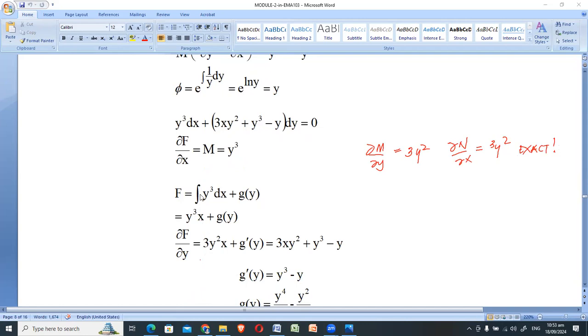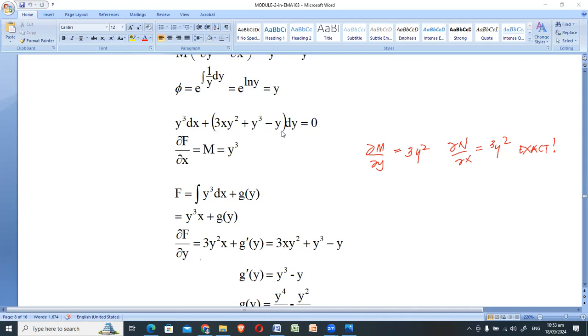So we still have m as the partial derivative of f with respect to x, and that's your y cubed. You partially integrate it with respect to x, giving you x y cubed. And you have the constant of integration as g of y. Then you partially differentiate it in terms of y, so that would be 3y squared x plus g prime of y.